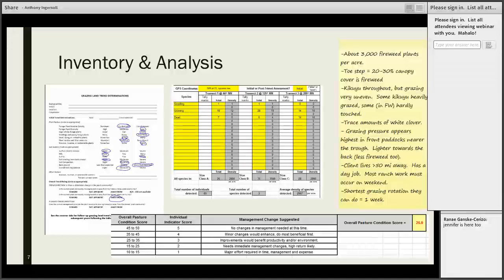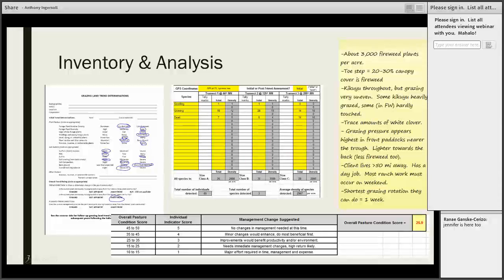All right. While we're out in the field, we took some time to collect some plant and grazing land trend data and condition data, and we went ahead and did a quick belt transect along our toe step, and we found that we have around 3,000 fireweed plants per acre. We estimate a 20 to 30% canopy cover of fireweed. We observed that throughout the pasture, we've got kikuyu grass, but the grazing is really uneven. Some kikuyu is really heavily grazed, and some that's growing up in old fireweed plants, they appear to be hardly touched. There's quite a bit of mat out there.